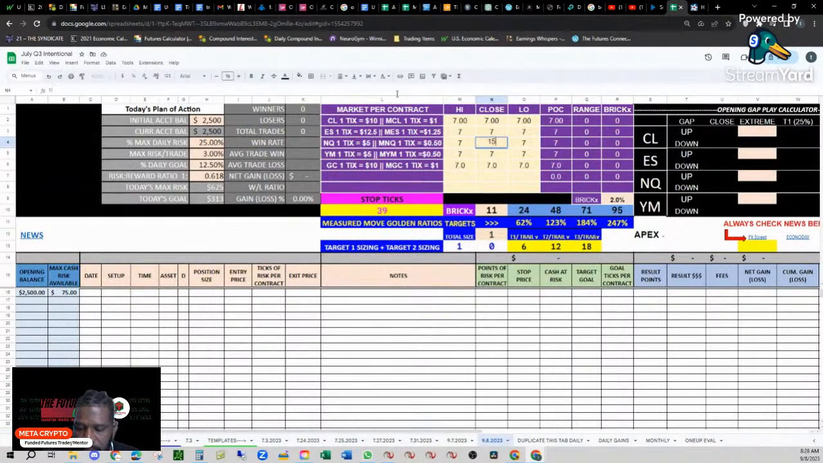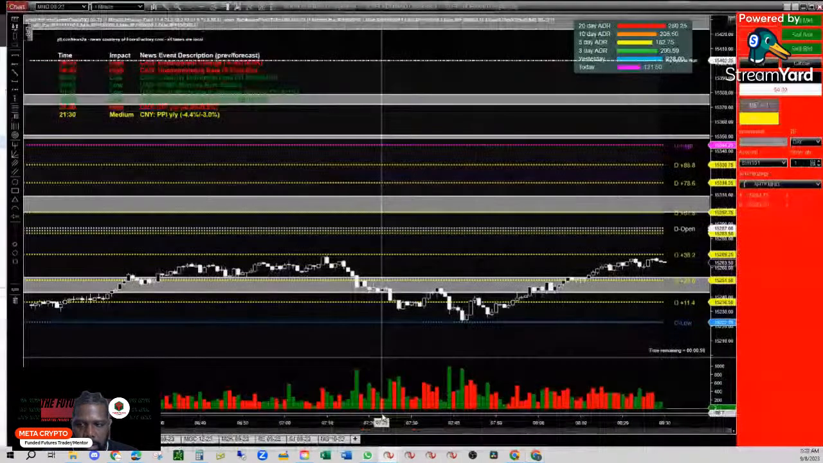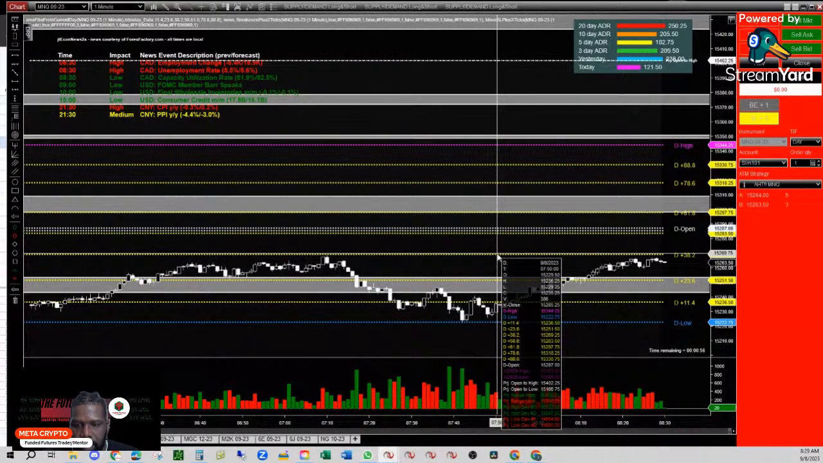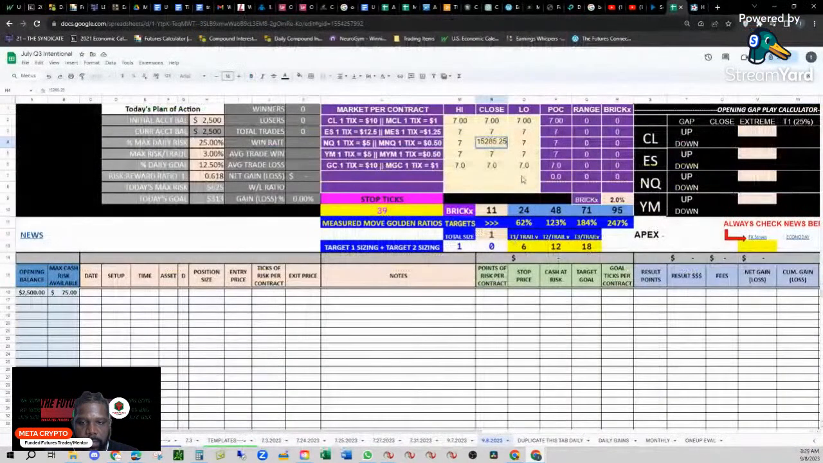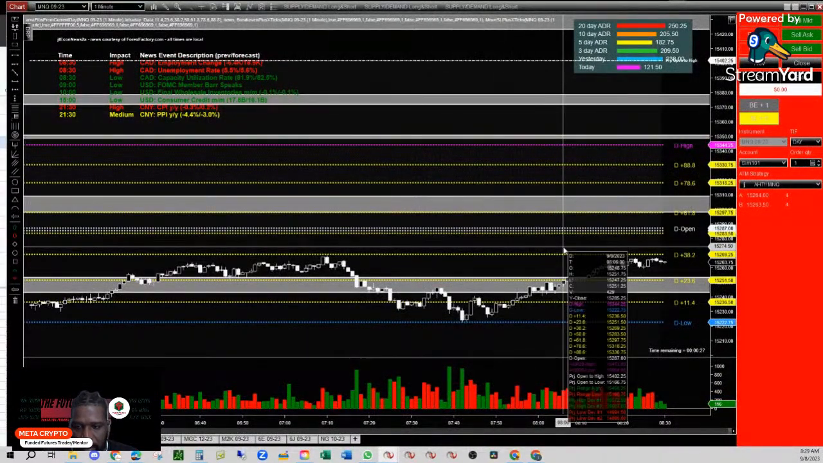NQ, 15,285.25. I think that was it, wasn't it? Yep. So now I need the projected open to high, which is 15,402.25. Now we need the projection open to low. I got so many screens that was crazy, y'all. It's all good. 15,166.75.